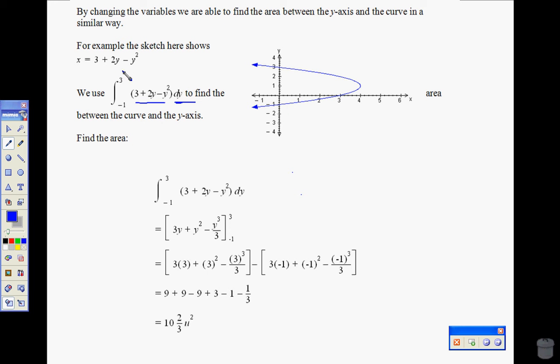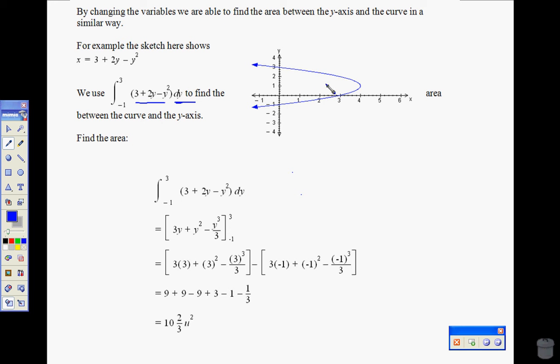All we really need to do is find where this function goes through the y-axis, and we can see it's minus 1 to 3. So our limits of integration will be minus 1 to 3, and we're going to integrate it with respect to y. So we're going to have our function there. If we changed that around and put it above the x-axis and did it like it was a function there, and changed it to x, it'd be exactly the same. It doesn't change the integration or anything like that.